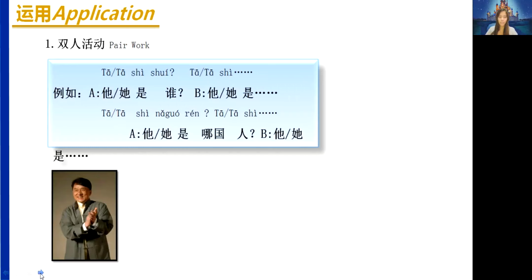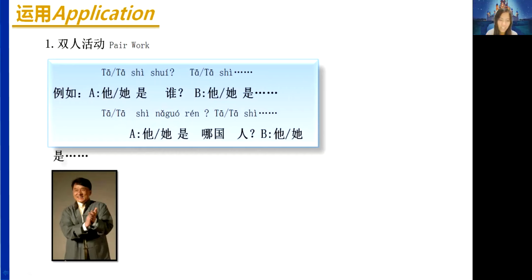英语. English. 英语. 学生. English student, right? 学生. Okay. Movie star. Chinese movie star. I heard about Jay Chou. This one is Jackie Chan.